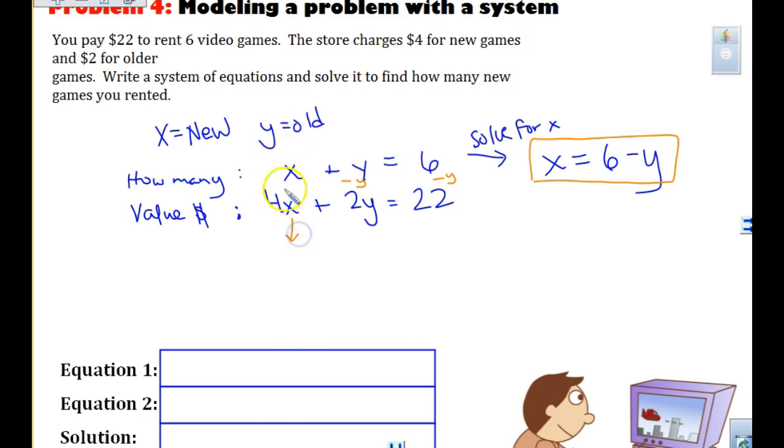We are now using this and replacing our x. What did we just solve for x to equal? I'm going to replace this x, instead of putting x, I'm going to put 6 minus y. I'm going to add 2y, and it equals 22. Use your distributive property now as you are solving.